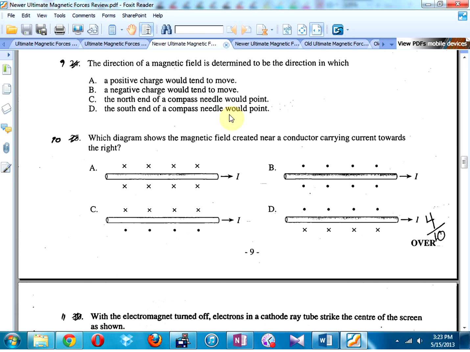Let me get a wire. So we'll imagine this meter stick is the wire, right? Above the wire, out of the page towards me. Below the wire, into the page away from me. All right?